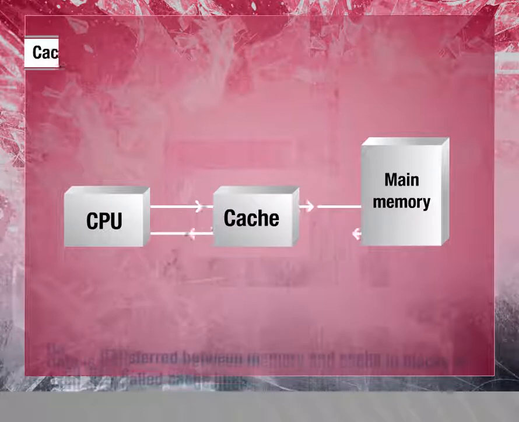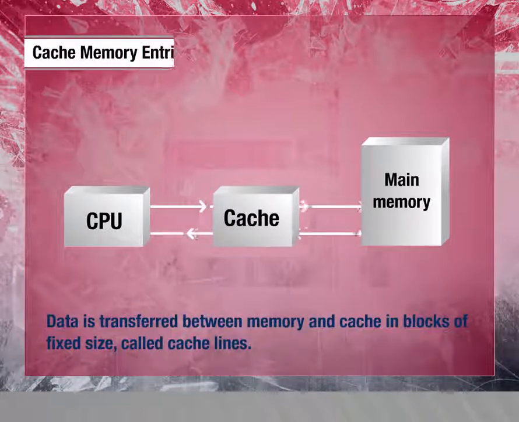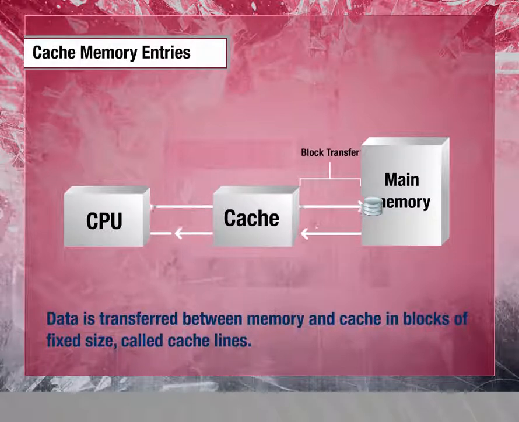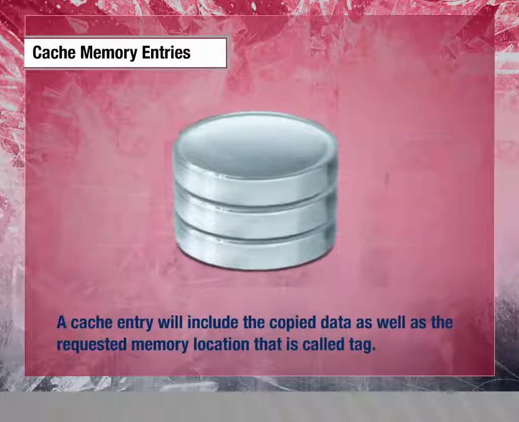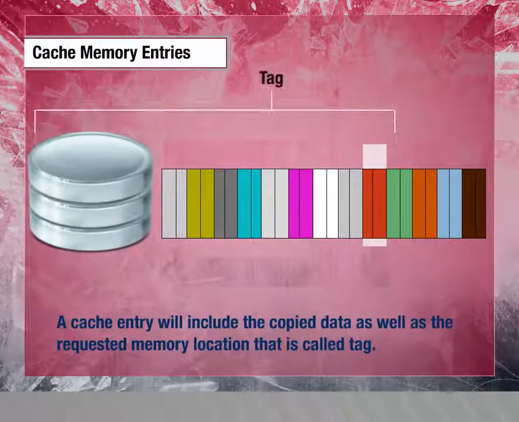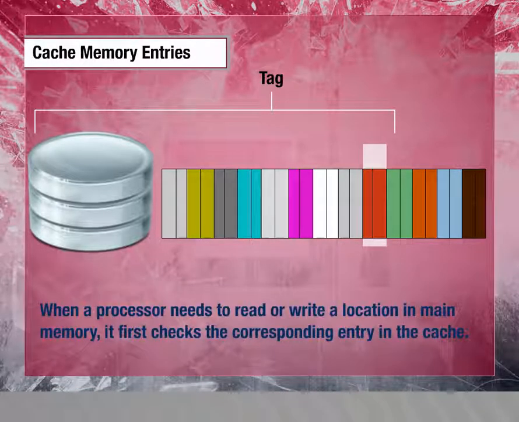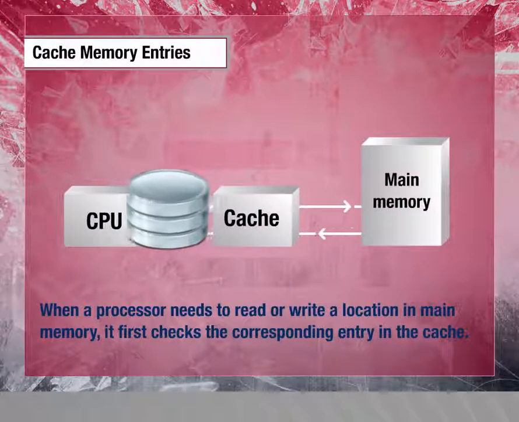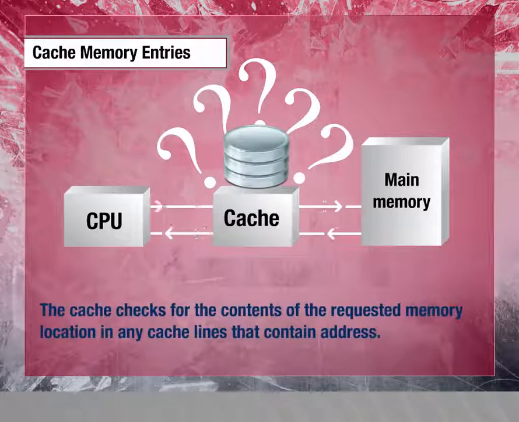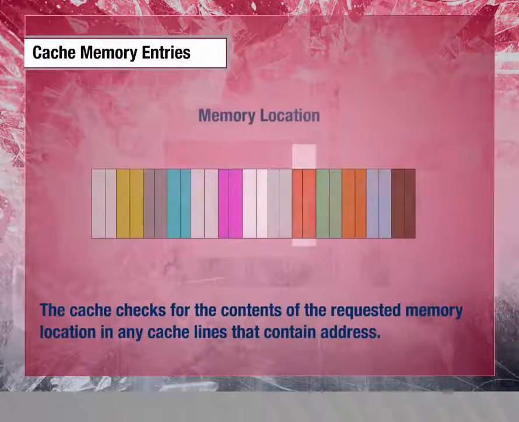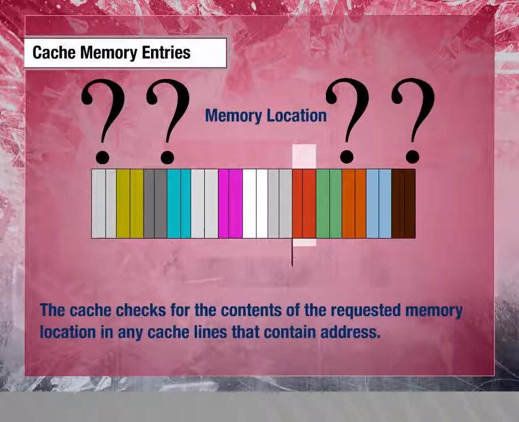Cache memory entries. Data is transferred between memory and cache in blocks of fixed size called cache lines. When a cache line is copied from memory into the cache, a cache entry is created. A cache entry will include the copied data as well as the requested memory location, that is called tag. When a processor needs to read or write a location in main memory, it first checks the corresponding entry in the cache. The cache checks for the contents of the requested memory location in any cache lines that contain the address.